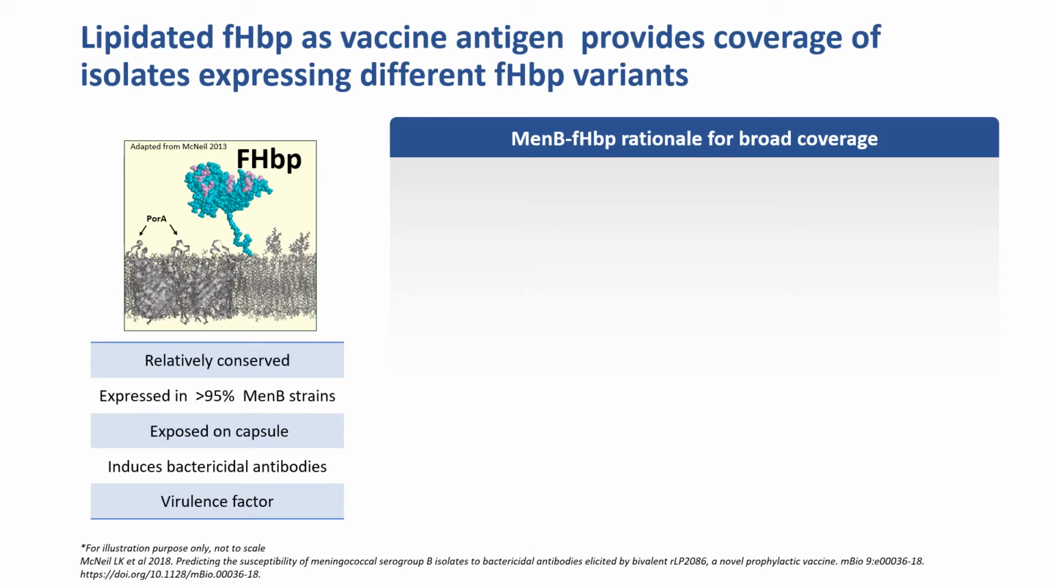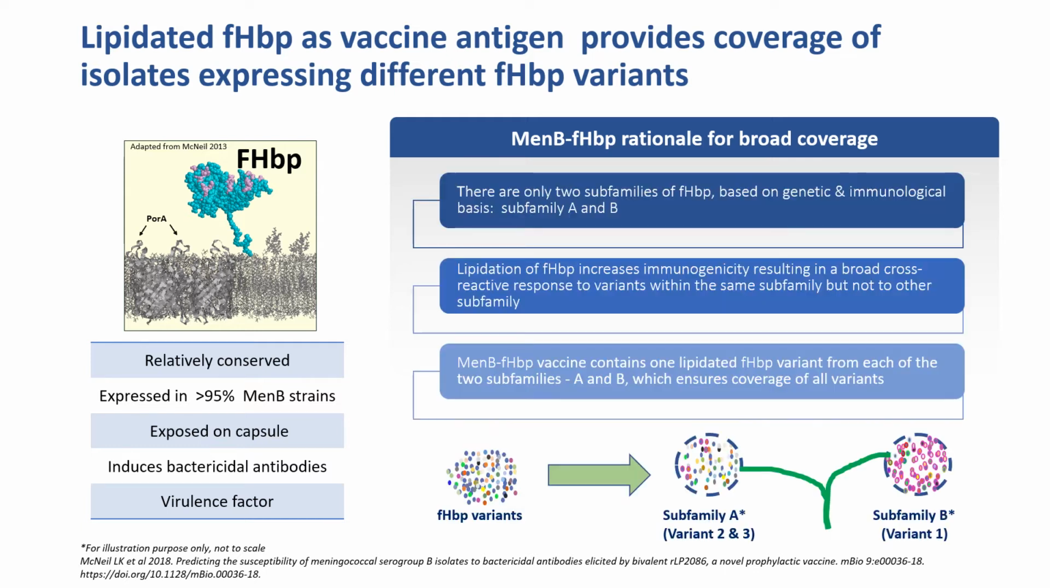Factor binding protein, FHBP, emerged as an ideal meningococcal antigen for broad coverage. So let's discuss the rationale first. As I indicated earlier, there are many different variants of FHBP. Based on genetic and immunological basis, they can be classified into two distinct subfamilies, A and B.